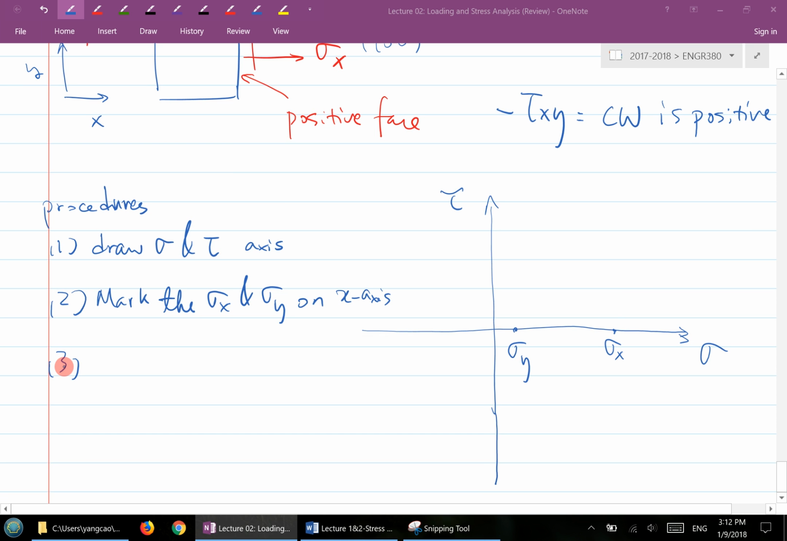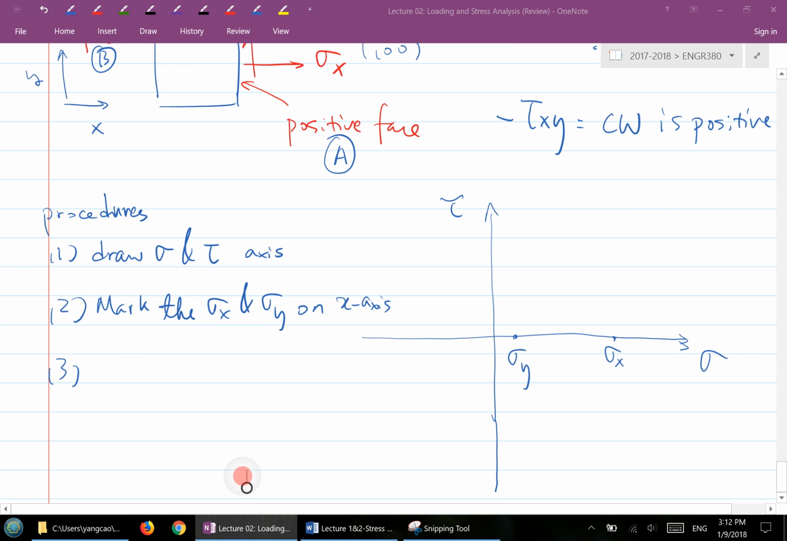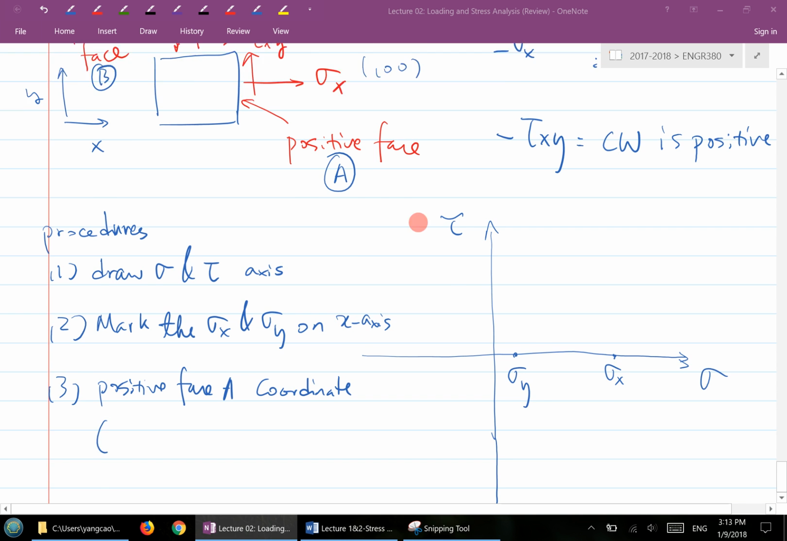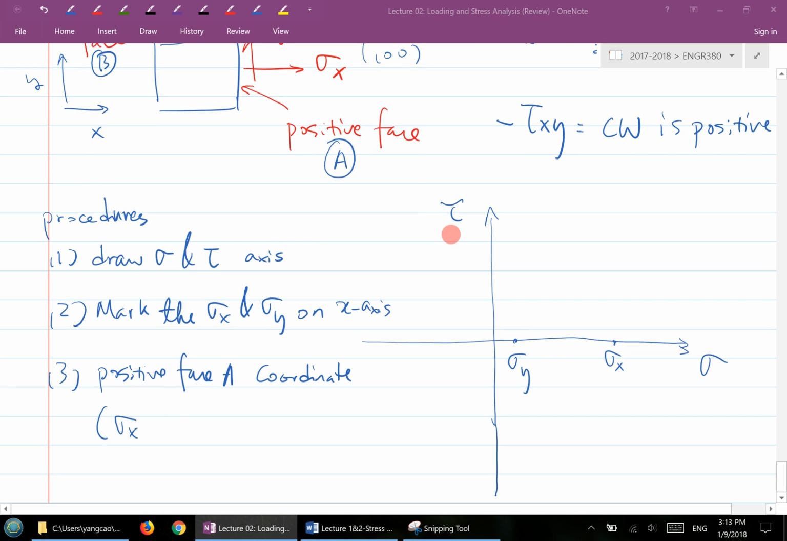And then third step. I'm going to call this positive face A, and this is positive face B here. For positive face A, write down the positive face A coordinates. And this is where you have to stick with the Mohr's circle convention. So for example, in this particular case, if I'm going to write down the coordinates for this face A, it's sigma x, and then here you have a tau xy. So literally, you should actually write what? Negative tau xy. Because that tau xy will cause it to go counterclockwise.